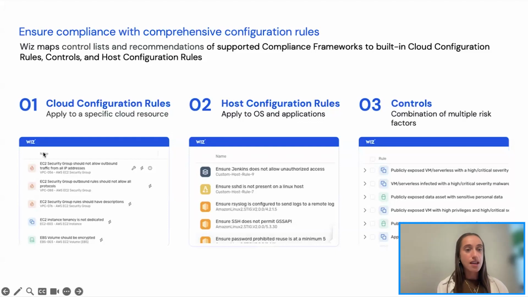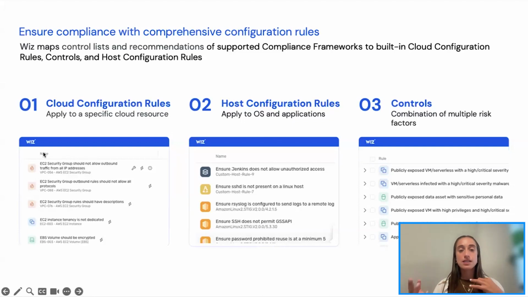So things like EC2 security groups that allow access to all IPs or EBS volumes that are not encrypted and so on. And we take these policies and then we use them to map them back to the compliance frameworks that you might need to meet. Similarly to the cloud configuration rules, we also have our host configuration rules that look at the OS and applications. And then those rules help us map them back to the CIS benchmarks when it comes to OS compliance.